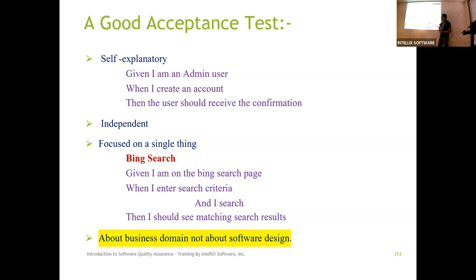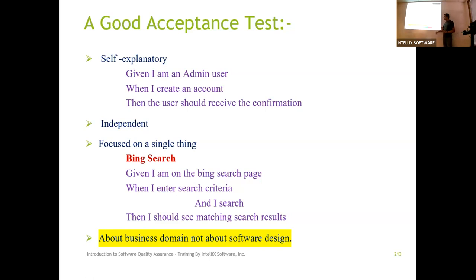Here I have two actions: when I enter criteria and I search. Now you might write something differently as well. When I enter search criteria as IntelliX software and I search, then I should see IntelliX software in the matching search result. You can be as specific as that. Your test data you can put as part of your acceptance test, or specific examples. This is called specification by example, or test by example. The more details you put in, the better the acceptance test, so that you can communicate. The goal is to communicate with the business.